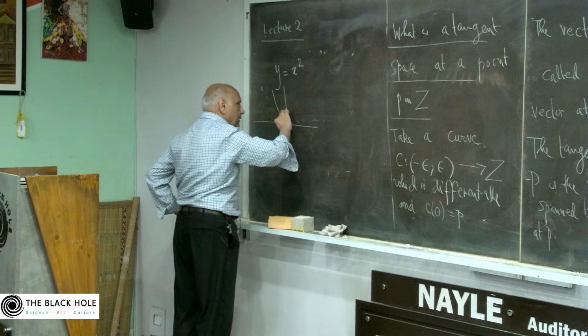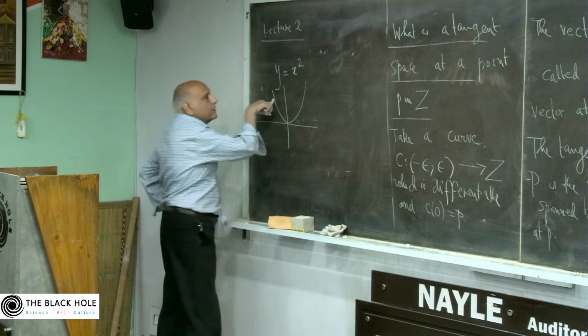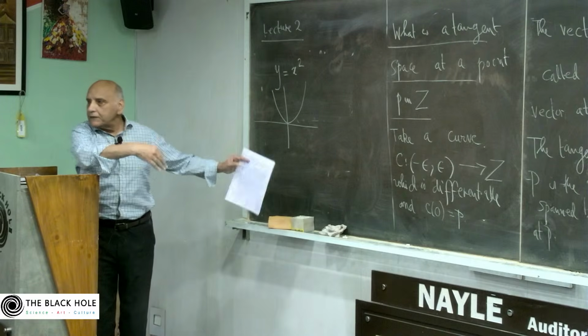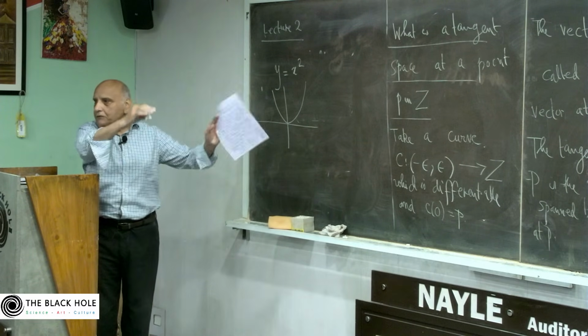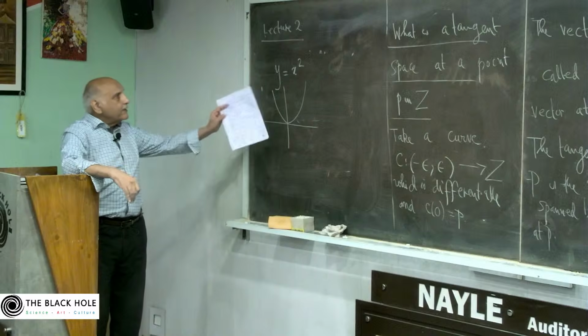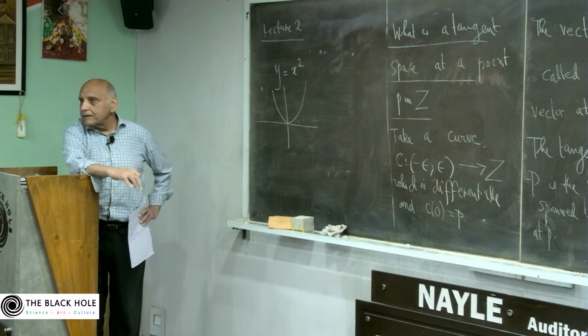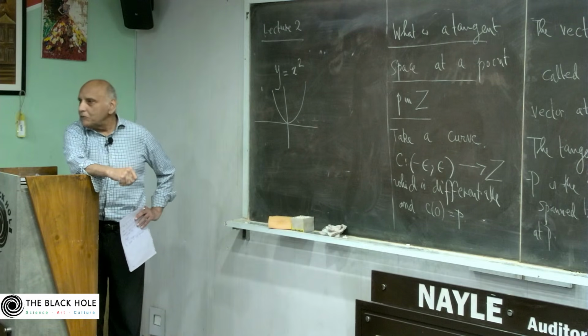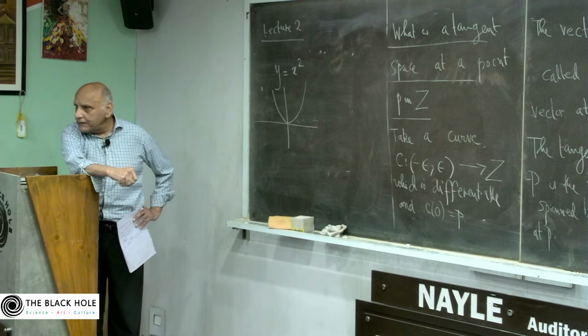But this is not how I defined it. I defined it to be a function from some interval into R2. So can you think of it? This is a very important point. What is the independent variable here? x. So you take x is equal to t, and then y will be equal to t square.